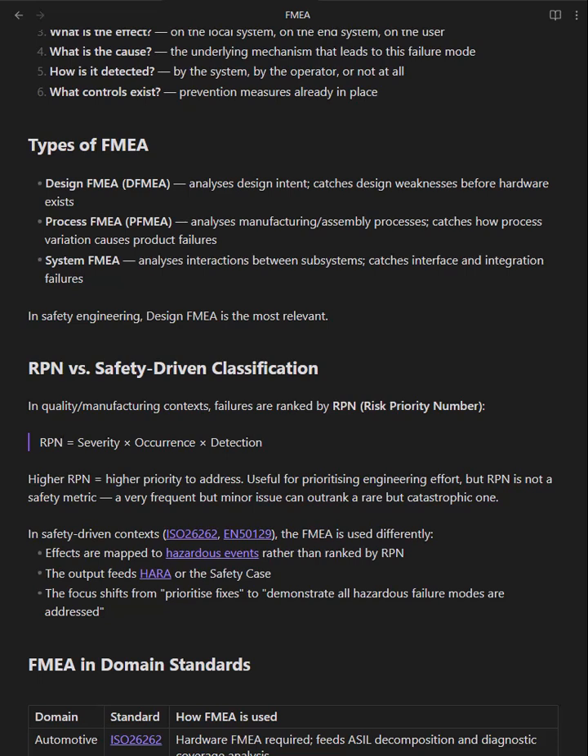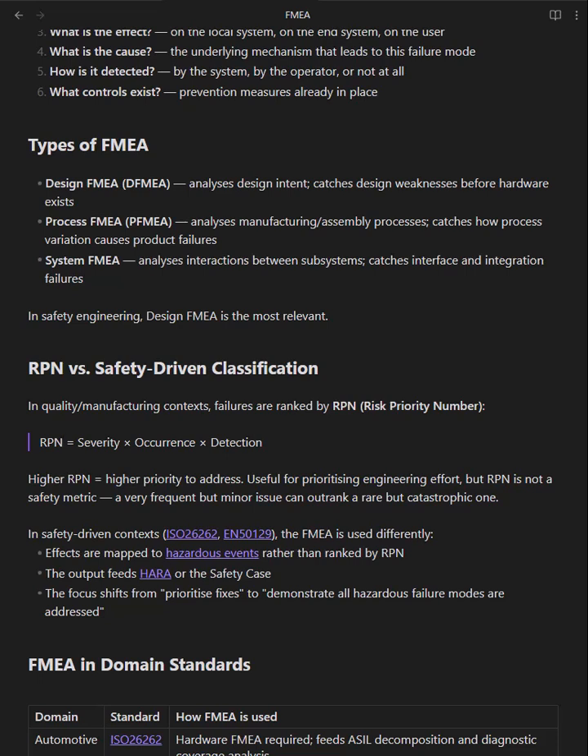And there's a more abstract level FMEA, system FMEA, which looks more into the interactions between subsystems, and it looks into the failures regarding integration and interfaces between different systems or components. So mainly in safety engineering, design FMEA is the most relevant, as we said, but we have those other types of FMEAs. Whenever you find yourself asking those 6 questions that we talked about, you're doing an FMEA.